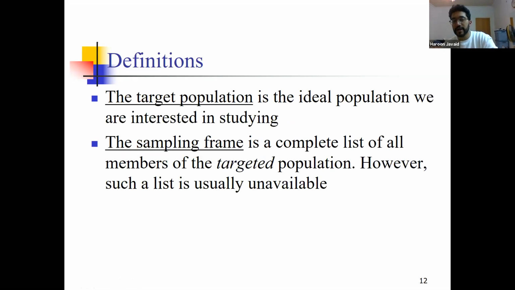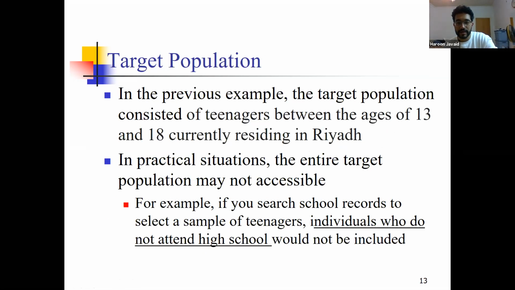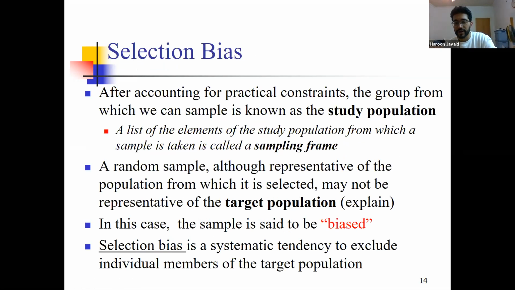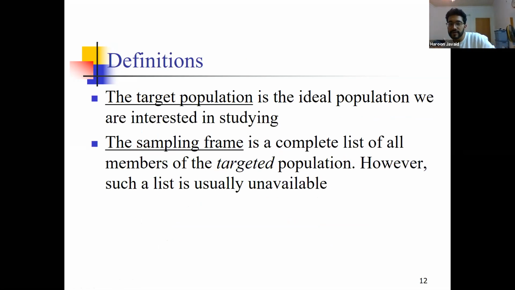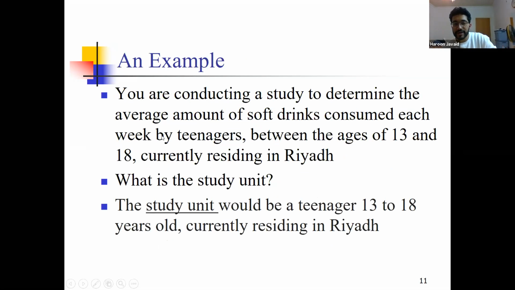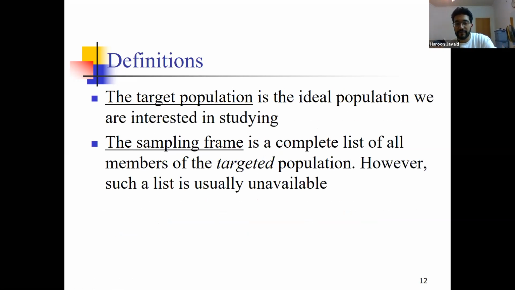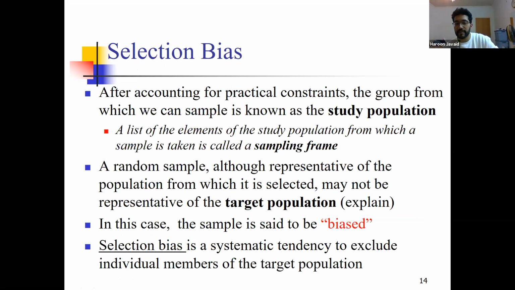Okay, so the target population. There are two things: one is the target population, and one is the study population, okay? A target population is the ideal population that you are interested in studying. For example, in this example, you want to study all teenagers between the ages of 13 and 18 who are living in Riyadh, literally all of them, whether they go to school or not, whatever, okay? However, you may not always be able to get access to an ideal target population.